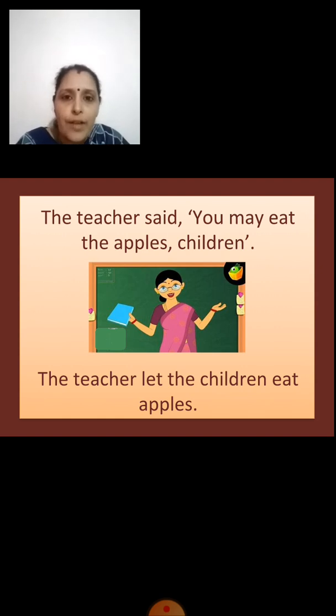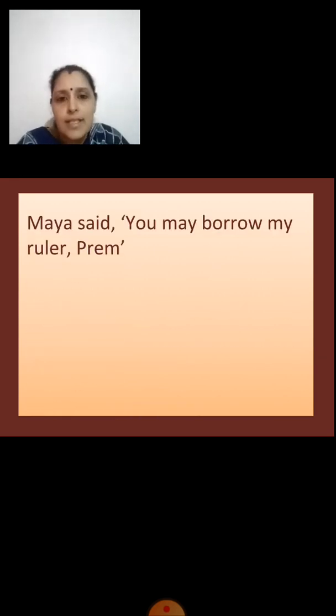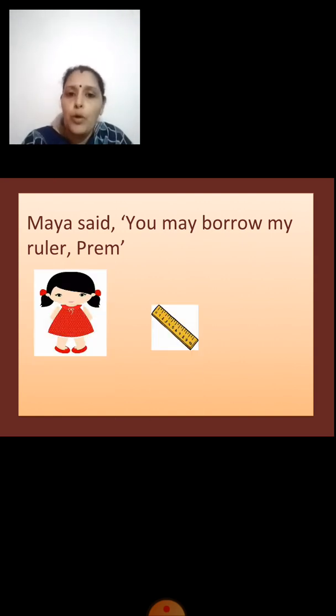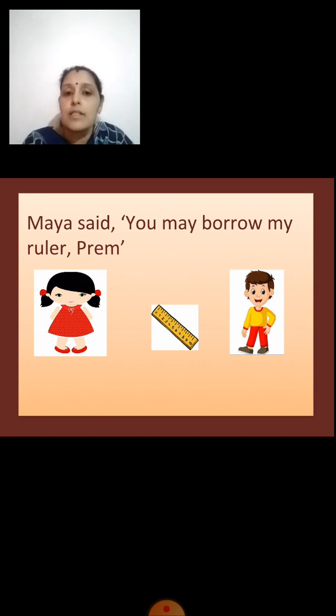Okay, children, got it right? Very good. Now let's move to the next one. Maya said, you may borrow my ruler, Prem. Now Maya is allowing Prem to borrow her ruler. Yes? So how should you write the sentence?